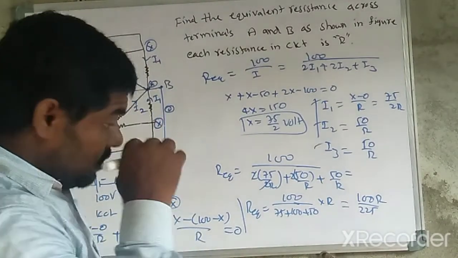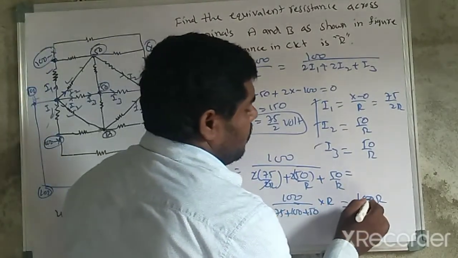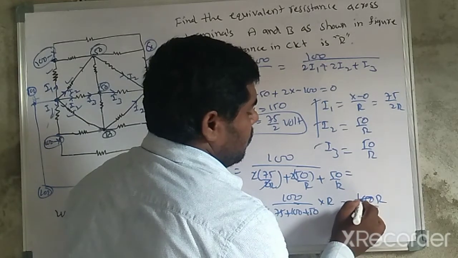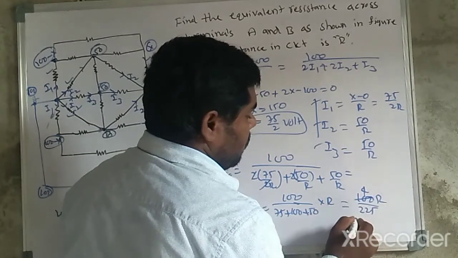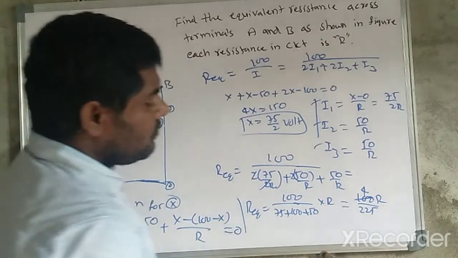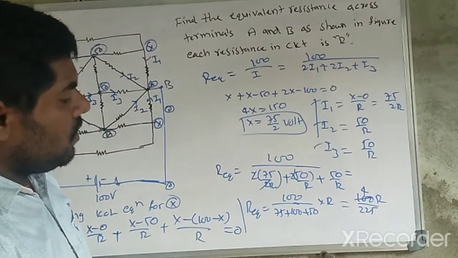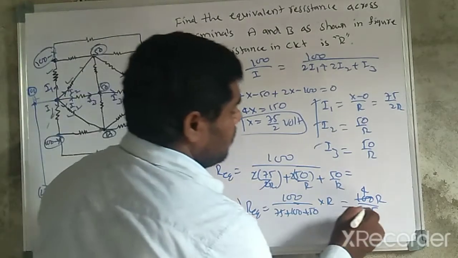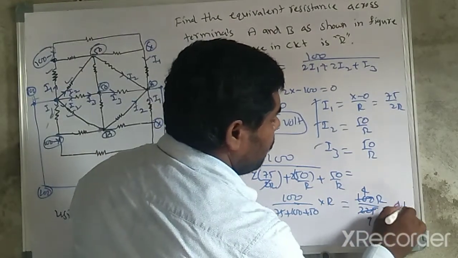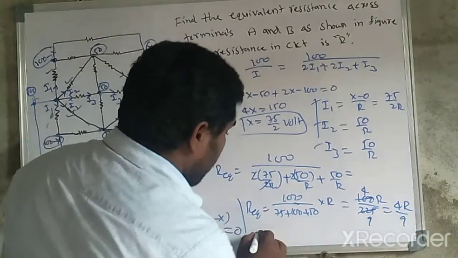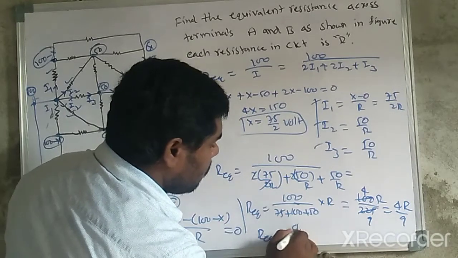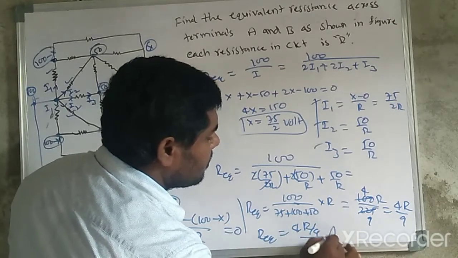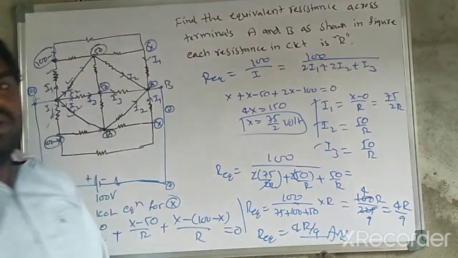So here 25 fours are 100, 25 nines are 225, so here it is 4 r by 9. So r equivalent is equal to 4 r by 9. This is the answer to the question.